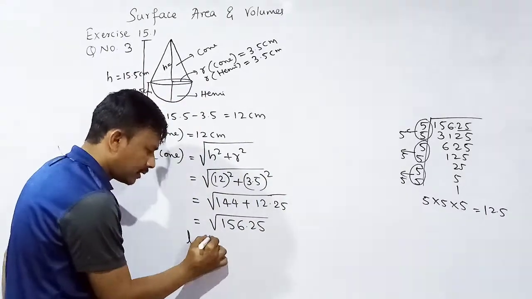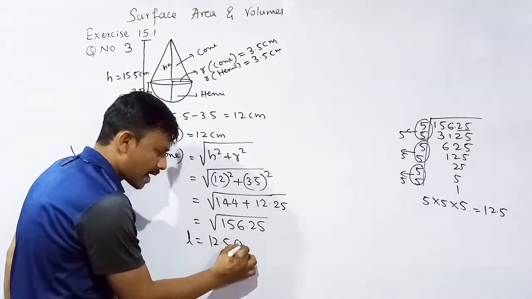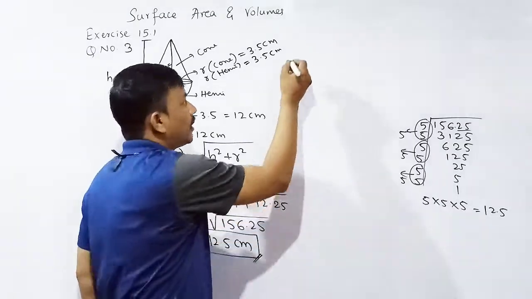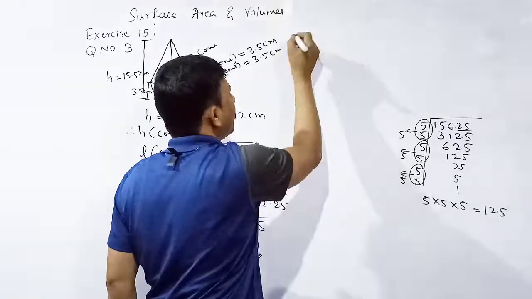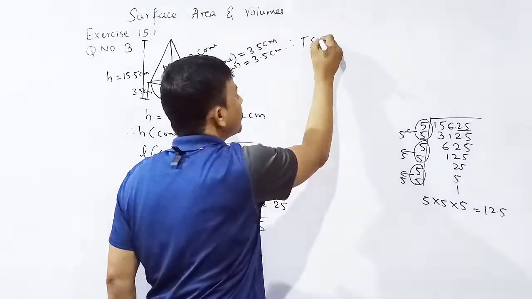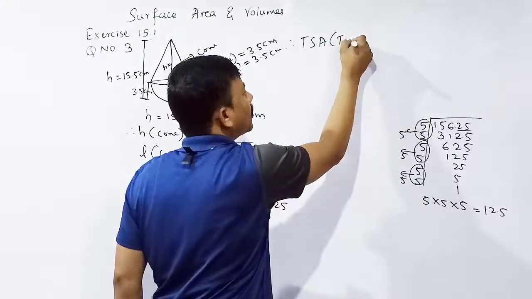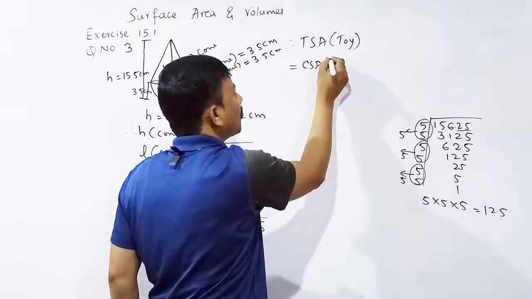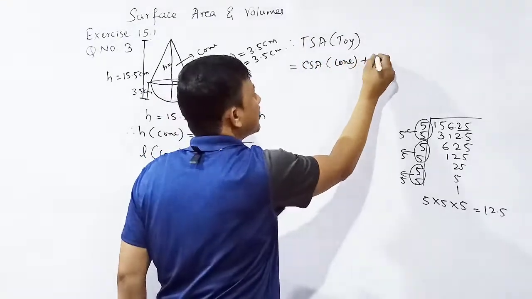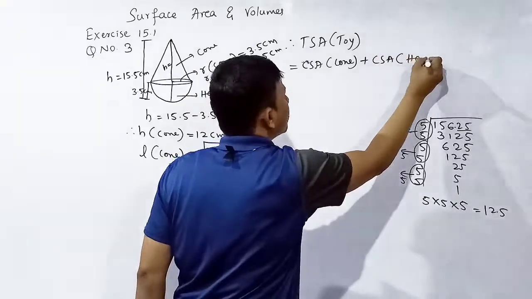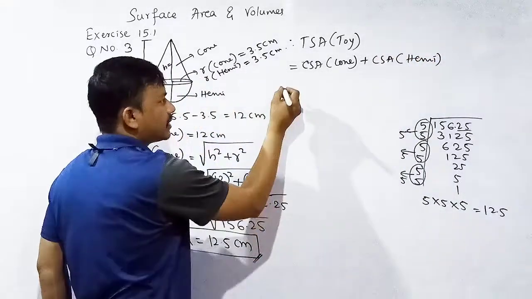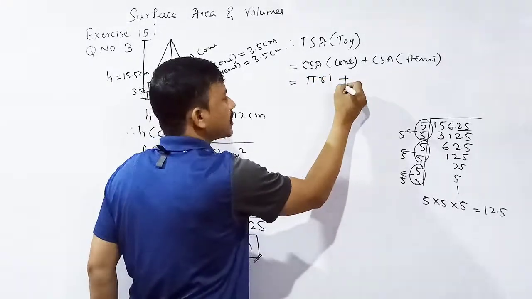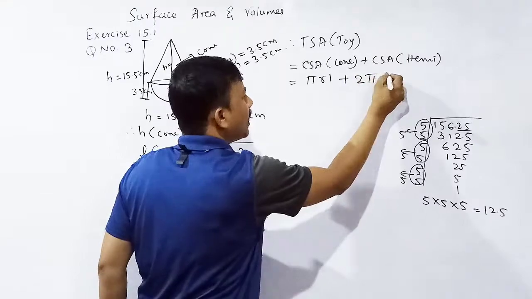That means the slant height is 12.5 centimeter. Therefore the total surface area of toy is equal to CSA of cone plus CSA of hemisphere. Then what is the formula for CSA of cone? Pi r L plus CSA of hemisphere 2 pi r square.